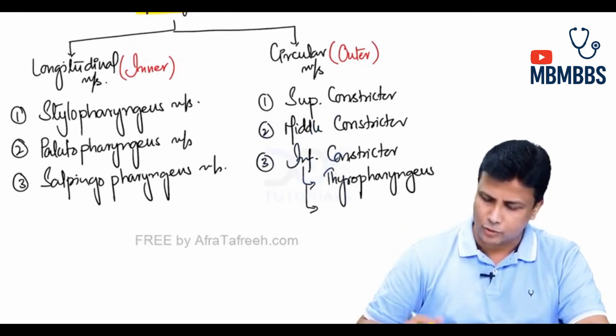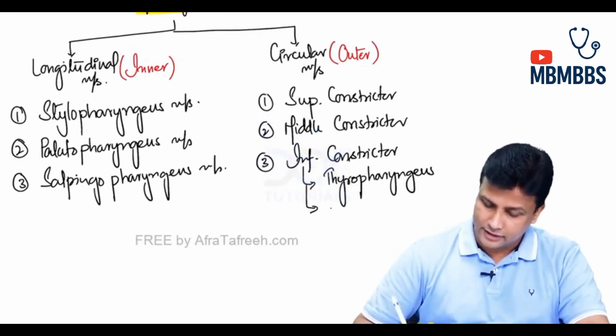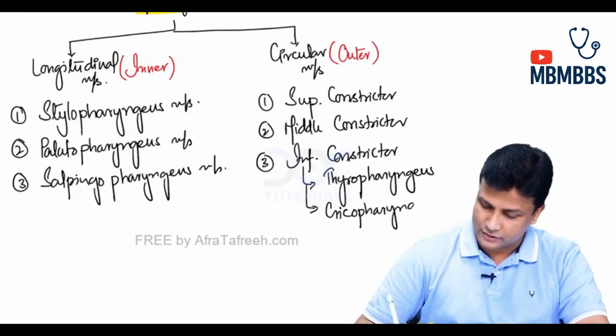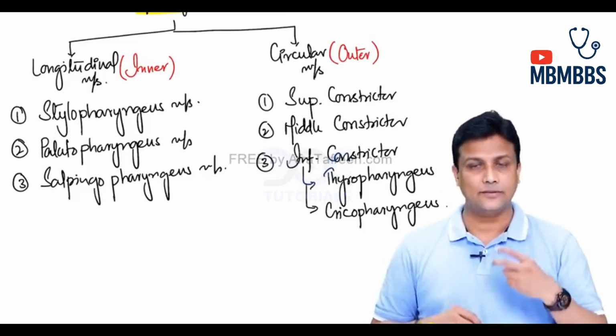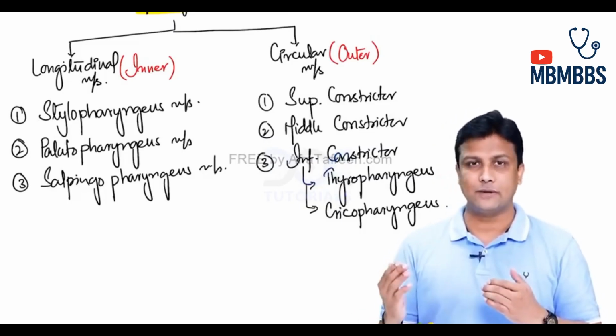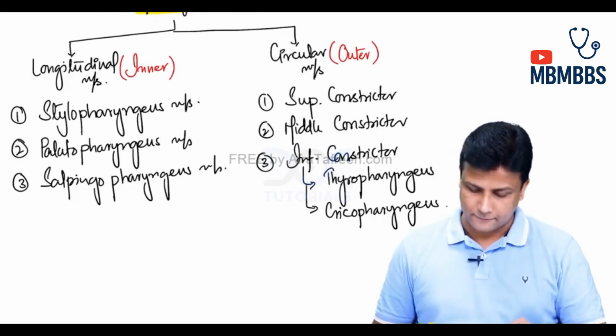Don't worry about that. We are going to draw the diagram for that one. And then the cricopharyngeus part. There will be thyropharyngeus and cricopharyngeus parts. So, the inferior constrictor in turn has two parts: one is the thyropharyngeus part, another one is the cricopharyngeus part.